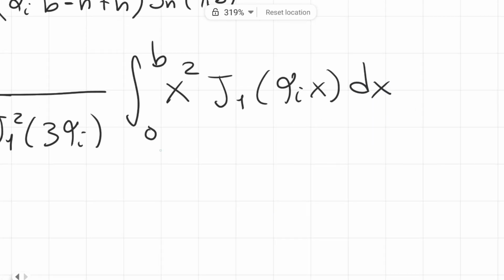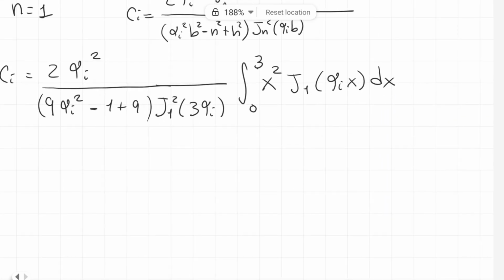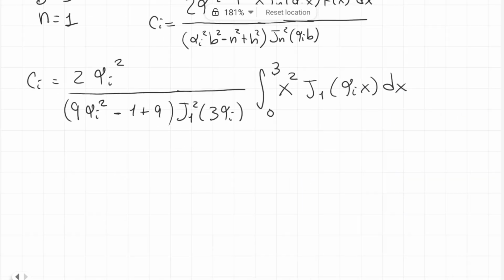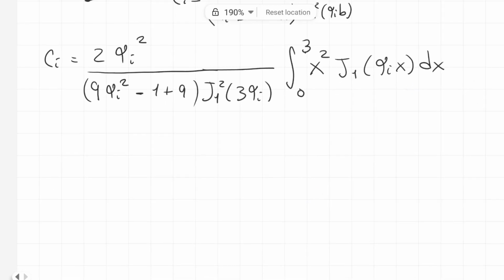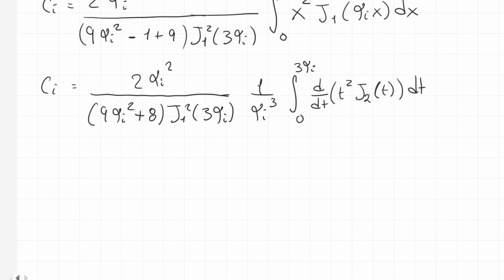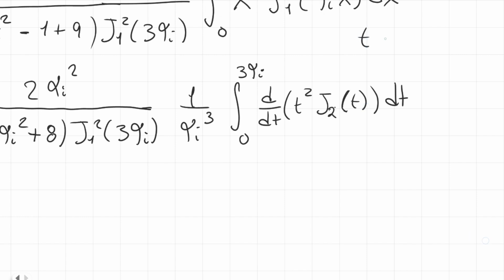Perfect. And recall that here we have exactly the same integral that we got in the previous example. And recall that this b is equal to 3, right? So I'm going to bring back the result that we found to rewrite this Ci for this new case. Okay, this is what we got for the previous example. And recall that we got a factor of 1 divided by alpha i cubed. And then we made the change of variable t equal to alpha i x, right? And we took the derivative of this, using the recursive formula that we mentioned.